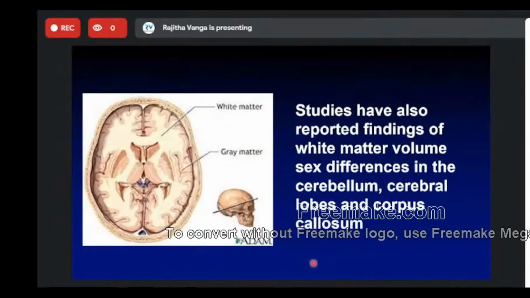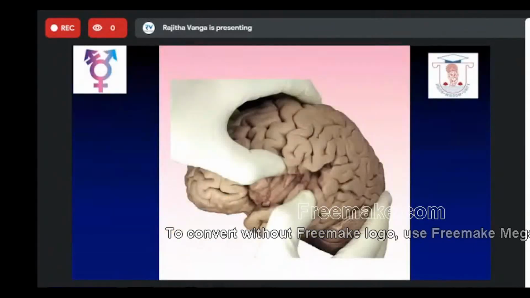Next, studies have also reported that sex differences in white matter volume were notably found, especially in the cerebellum, cerebral lobes, and corpus callosum. So let us discuss one by one. Here in this image, here is the insula, which is a submerged part of the brain, the central lobe, and the gray matter covering the insula is called the insular cortex.